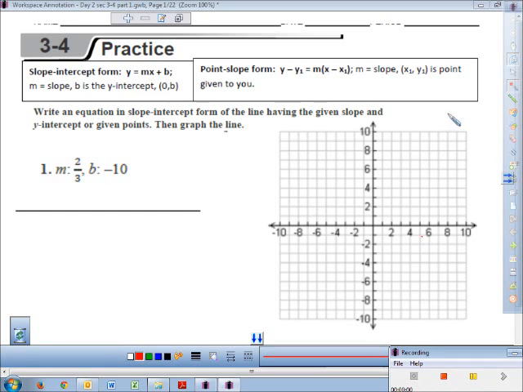This is 3-4 Part 1 in Advanced Geometry, and today we'll be writing equations of lines. We've got some stuff familiar to you and stuff that you probably haven't seen before.